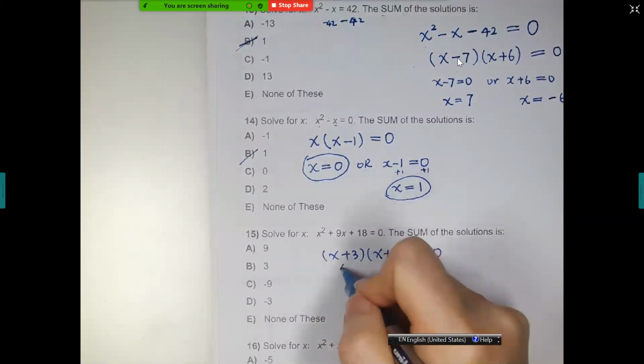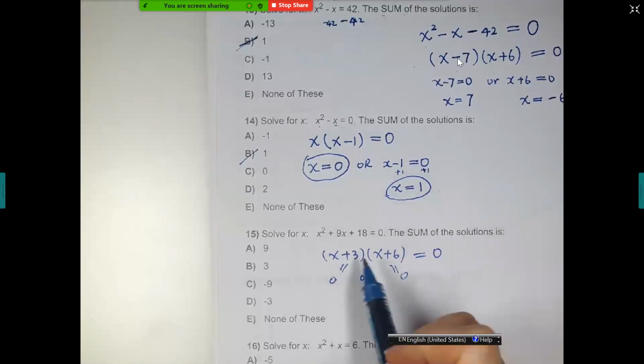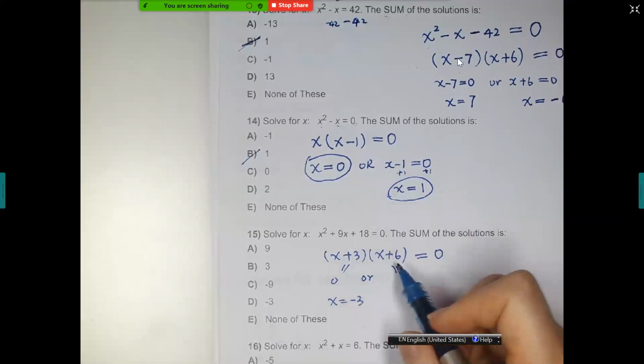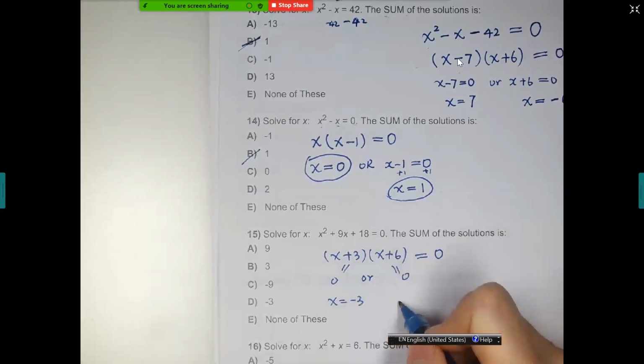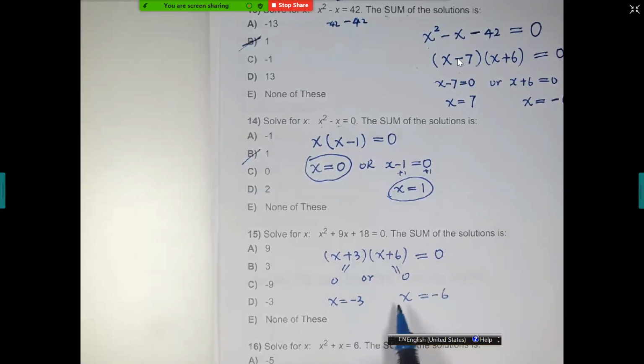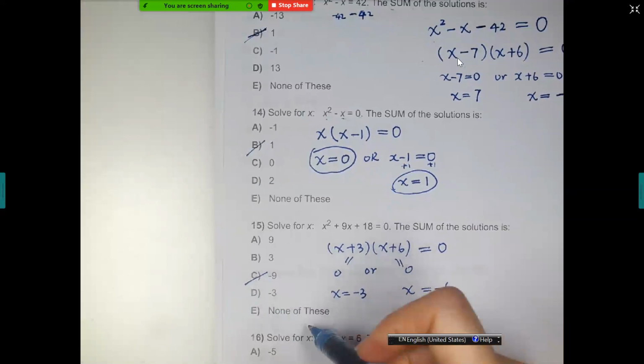And then either that one is 0 or that one is 0. So x plus 3 equals 0. What is x? X equals negative 3. X plus 6 equals 0. What is x? X equals negative 6. Negative 3 plus negative 6, the right answer is negative 9 for this problem.